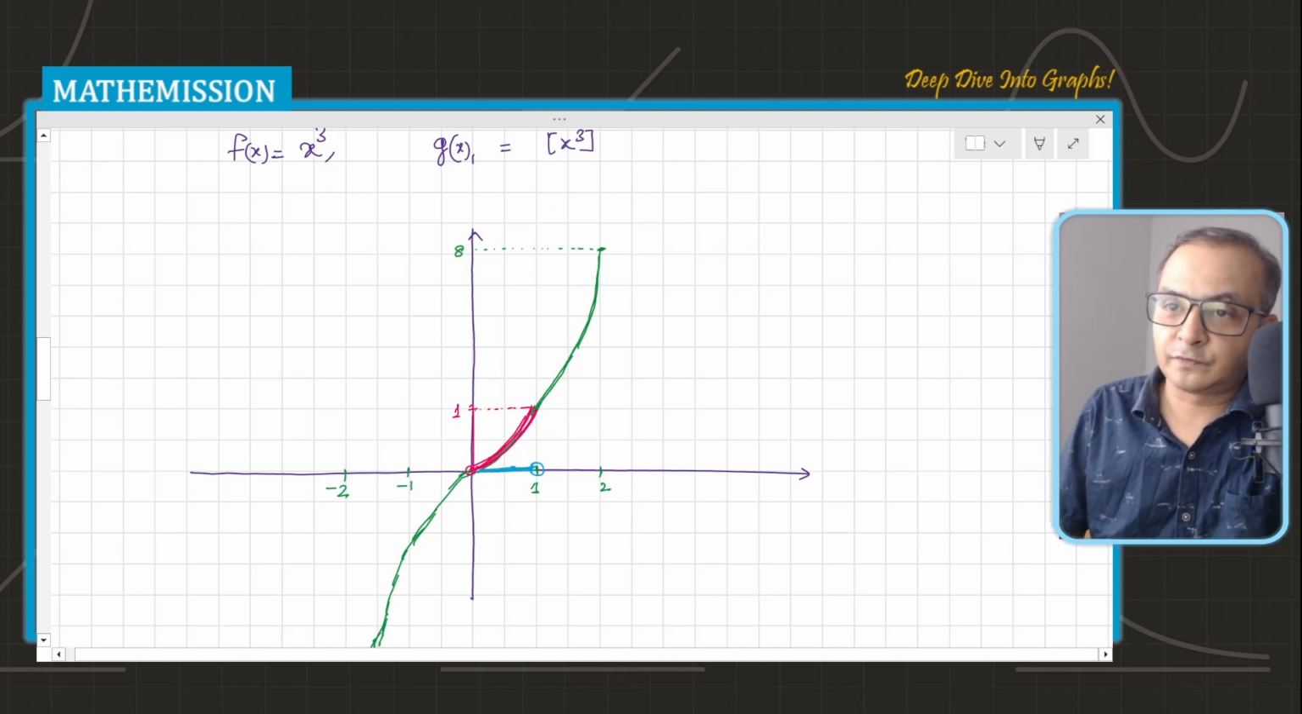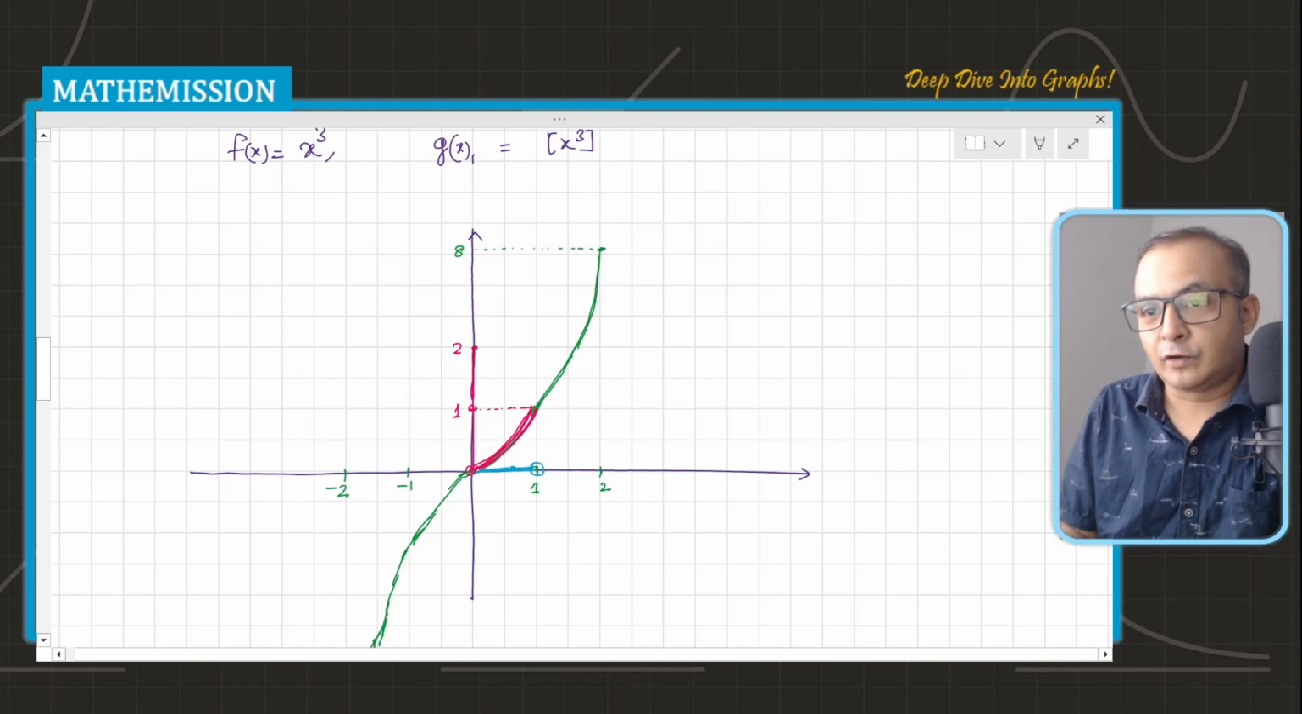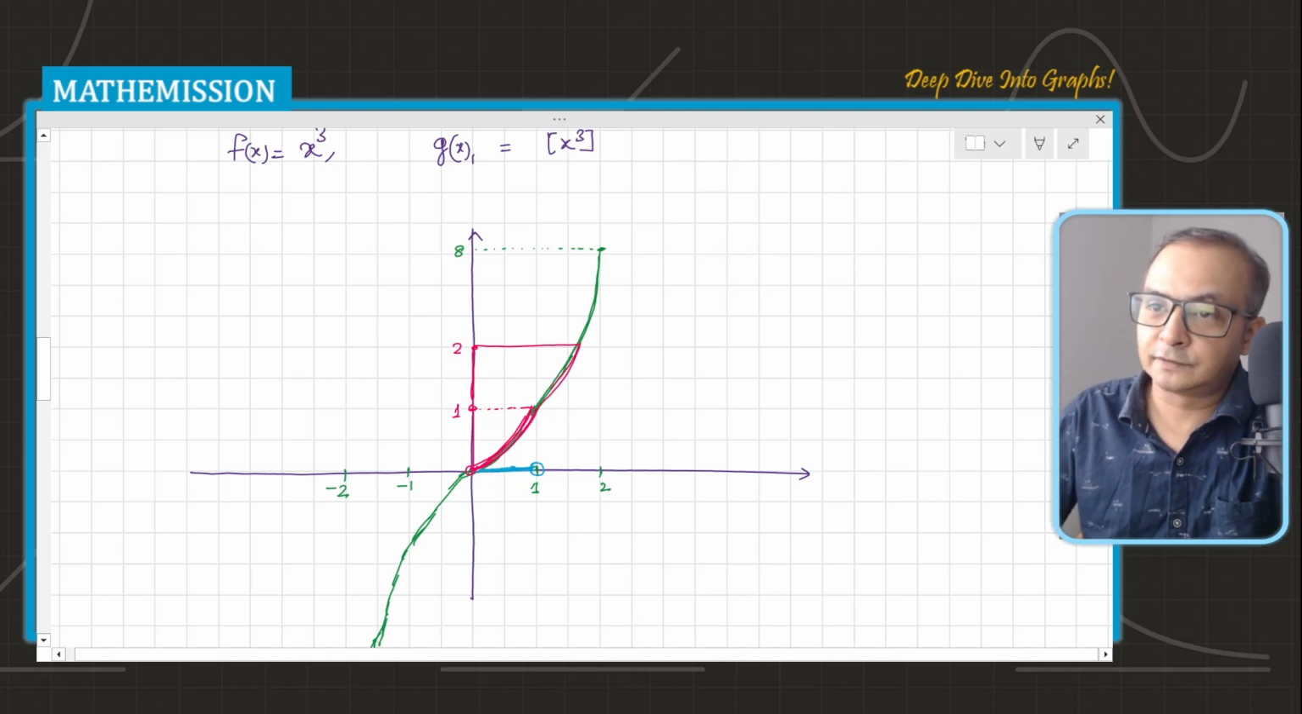Now we go for the next portion. So for the next portion from 1 to 2, I have this 1, this is 2. So I'm going again 1 to 2, and I'm reading off the portion which is covered by 1 to 2. So this is the new portion I have.